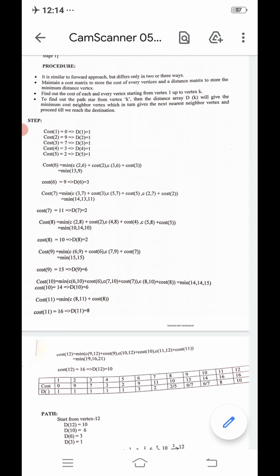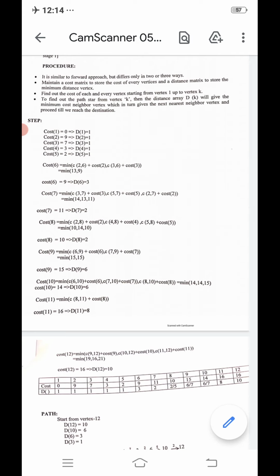Okay, and coming to the cost of 9, minimum of cost of, listen carefully, minimum of cost of 9. How many nodes will go there? 6th node will go there, 7th node will go there. 6 to 9 direction will be there, 7 to 9 direction will be there. That's why cost of 9 will be assigned to minimum of cost of 6 comma 9 plus cost of 6, comma cost of 7 comma 9 plus cost of 7.